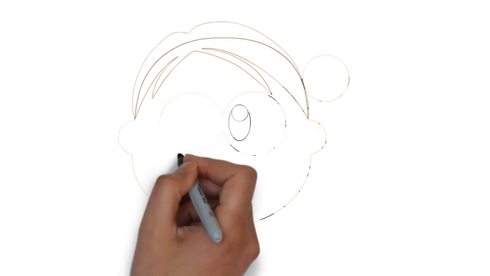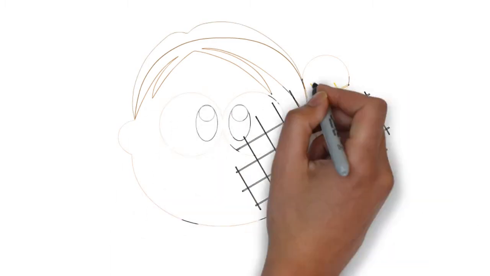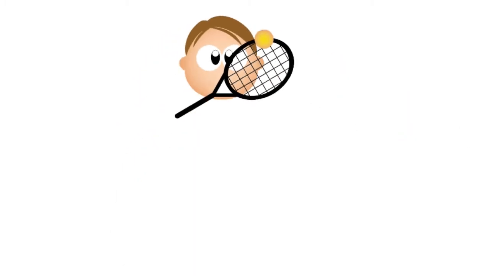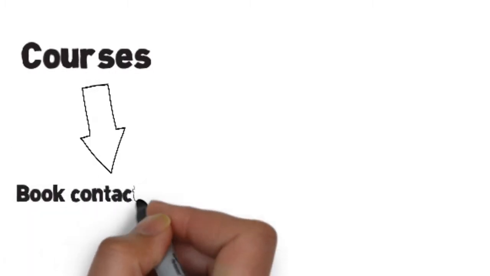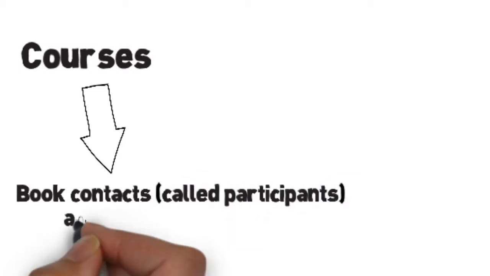Meet Gary Greatcoach, coach and owner of Coaching Program Limited, our fictitious coaching company. Gary's work as a coach can be broken down as follows. Gary runs courses for all ages and abilities. The participants on the course need to be recorded and pay individually. Gary also needs to produce registers.